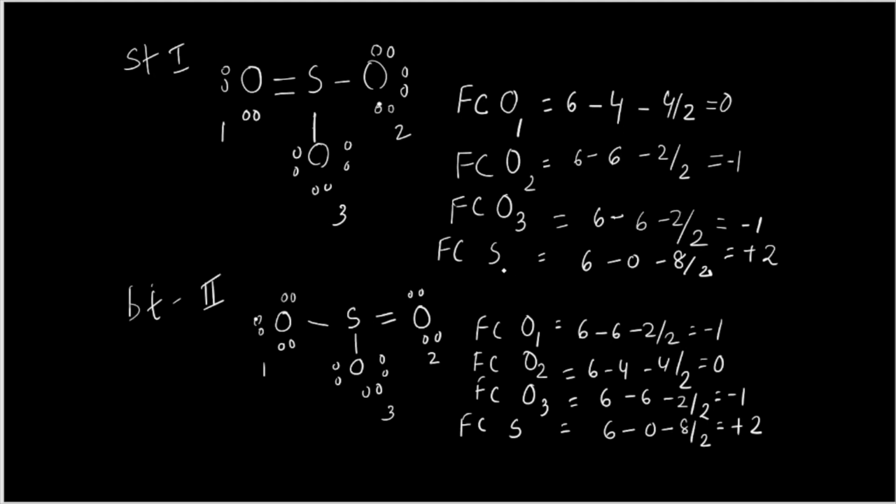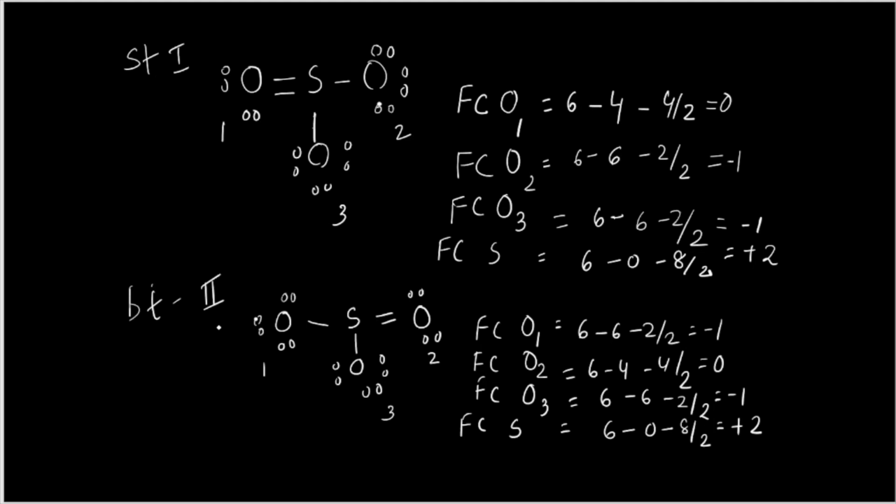So what is the formal charge of sulfur in structure 1? See, sulfur has 6 valence electrons, and there is no non-bonding electron in sulfur. And how many bonding electrons? That is 8, because 4 bonds are there. So the formal charge is plus 2.